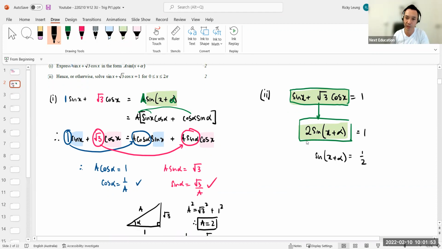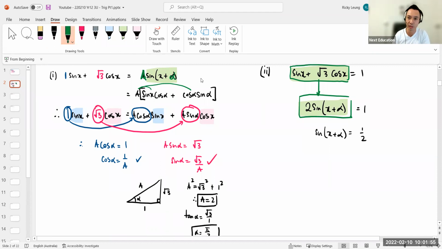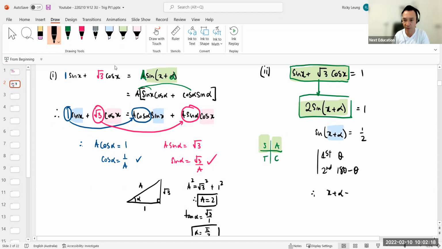Now, different schools have different ways of doing ASTC. I always say to my students, sine is positive in the first and second quadrants, in which case I'd ask my students always to write down the first and the second, where it's theta and 180 minus theta. In this case, right, the theta is x plus alpha. So I go, therefore, x plus alpha.